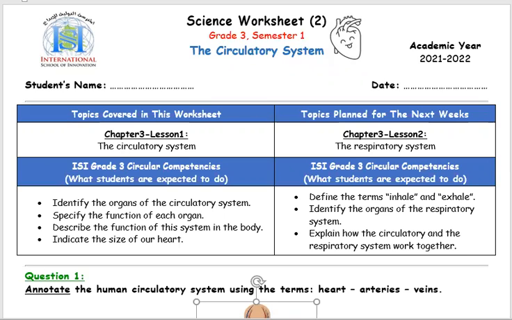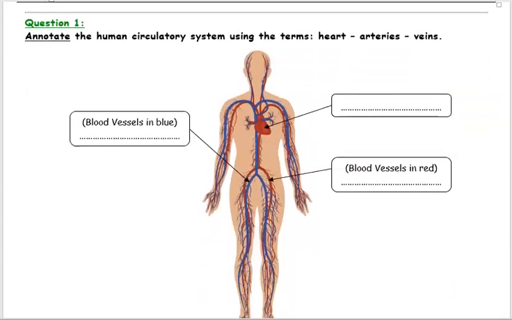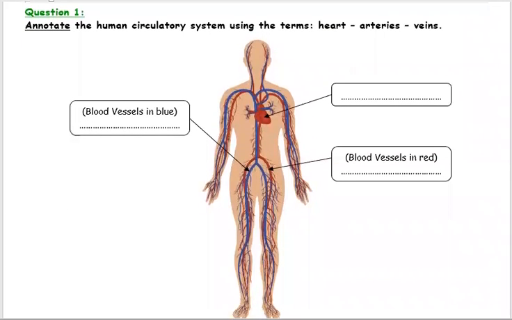So, in this video, we will be solving the second science worksheet, and we are still talking about our amazing circulatory system. Let's start with question number 1. Annotate the human circulatory system.